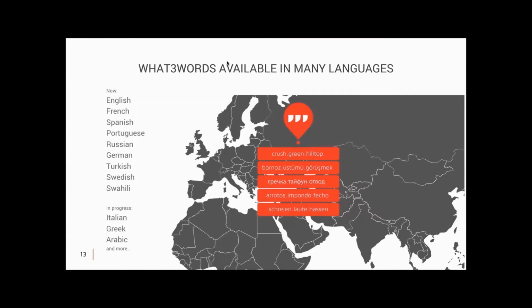It's also available in multiple languages. Currently we're available in 9 languages, and we've got another 3 which are just about to be released. So for every single one of those 57 trillion squares, we have not just one 3-word address in English, but 9 in the different languages that we support at the moment. The languages are not translations from one to the other. They're processed completely independently.